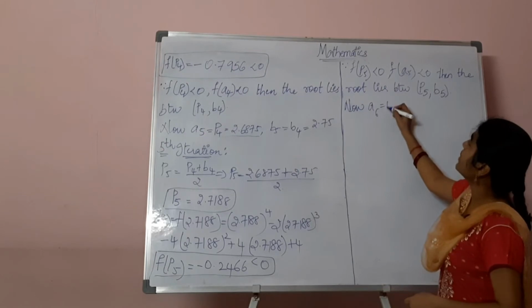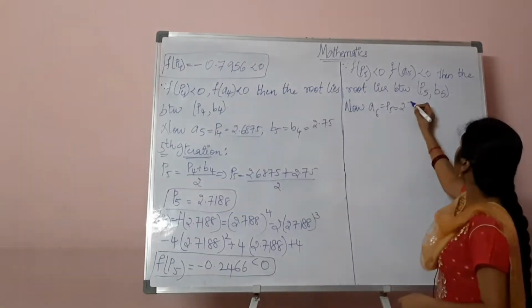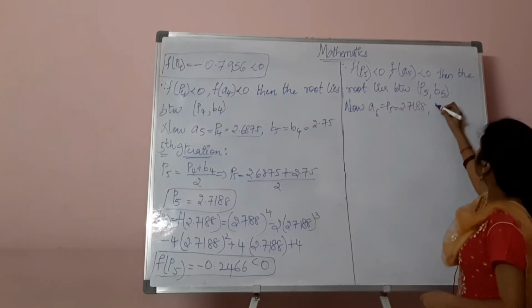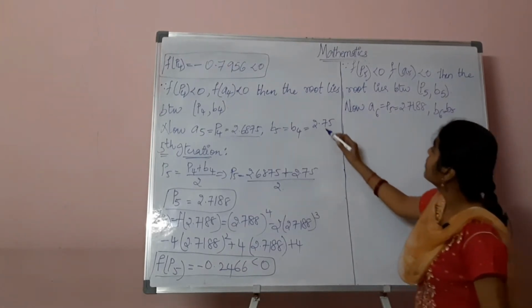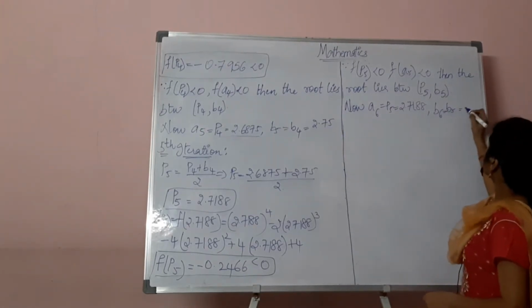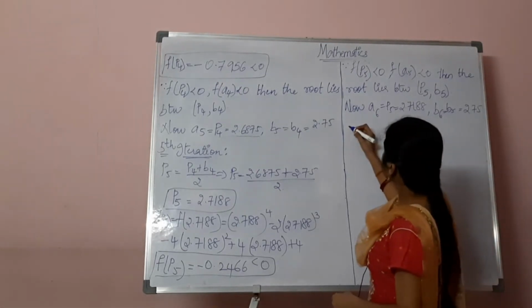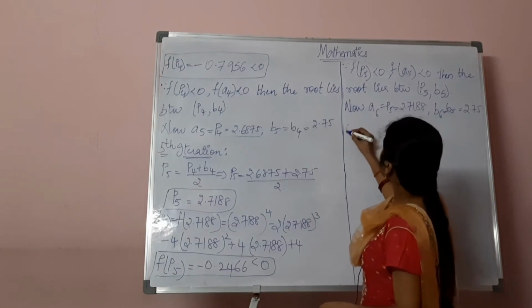Okay. Now A6 equals P5. What is P5 here? 2.7188. B6 equals B5. What is the B5 value? 2.75. Okay. Now the sixth iteration. Up till now we have completed five iterations. Sixth iteration.